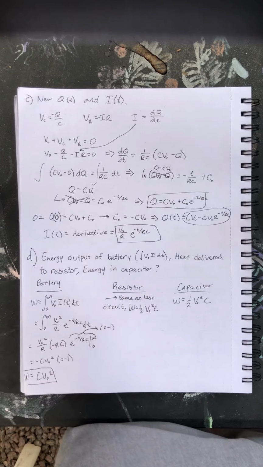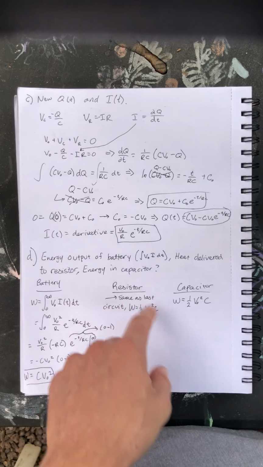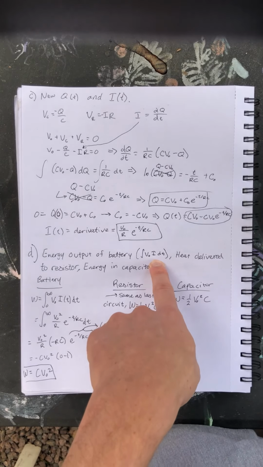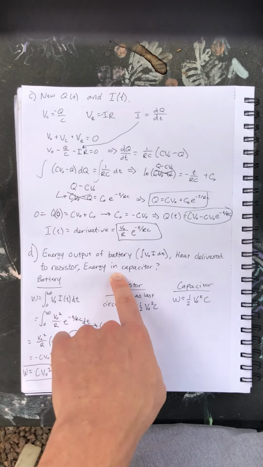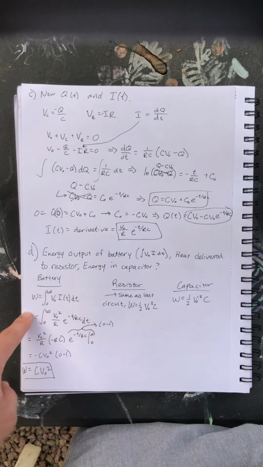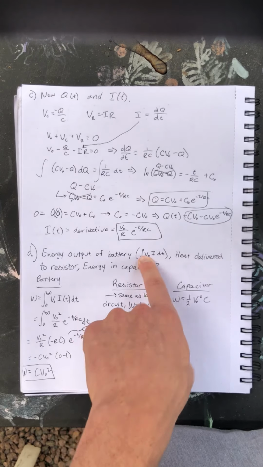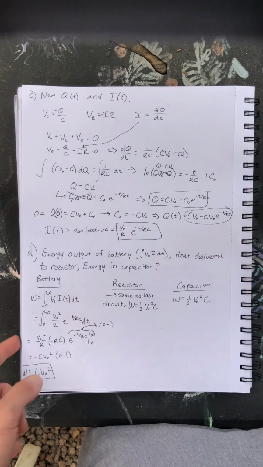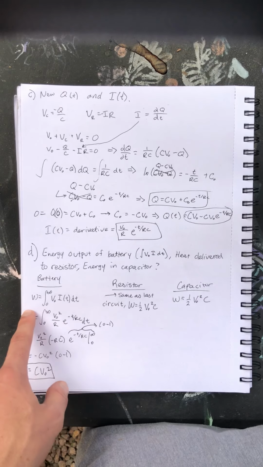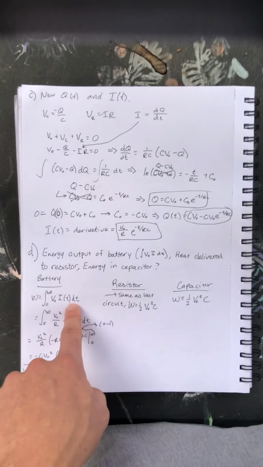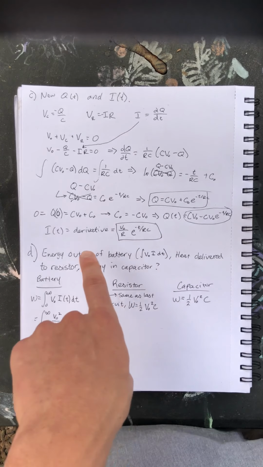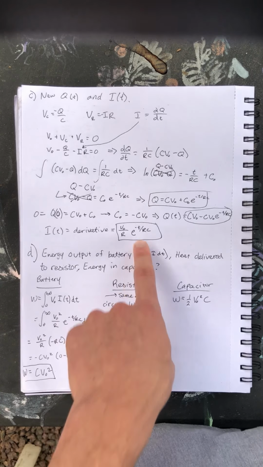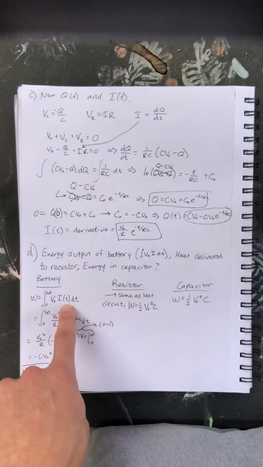We're going to be looking for the energy output of the battery, which it gives us a little equation to go with here. It's going to ask us for the heat delivered to the resistor and the energy in the capacitor. So beginning with the battery, it gives us this integral right here to start with. So we're going to go from 0 to infinity, because again, there's no limit on time. And we're going to have V naught times I of t dt. We just pulled a new I of t in the last part, so we can plug that in here.